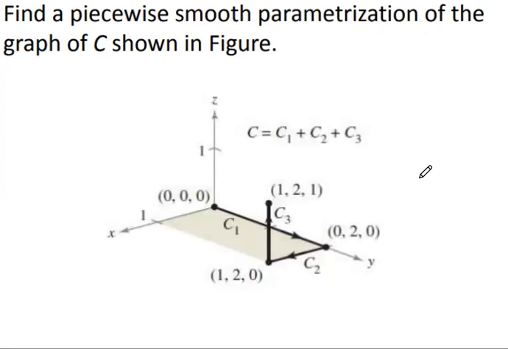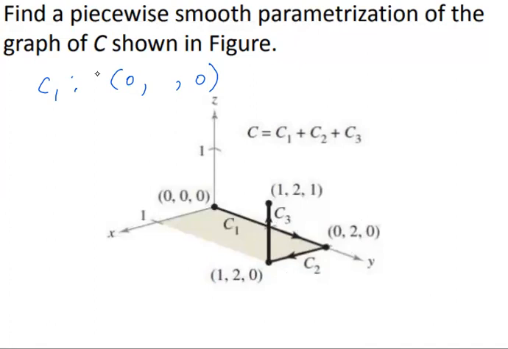Okay, C1. This is the C1 path. This is very smooth. Let's write that in terms of a parameter t. This path varies along the y-axis. The other coordinates are 0 on this path: the x coordinate is 0 and the z coordinate is 0. And the y coordinate varies from 0 to 2.